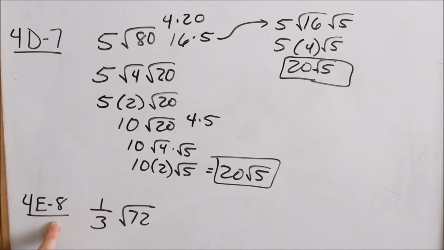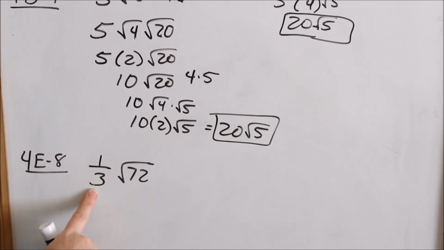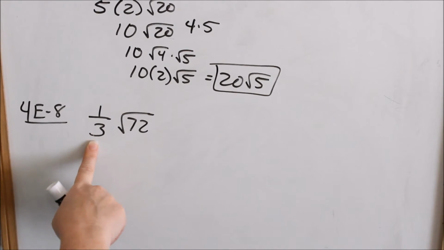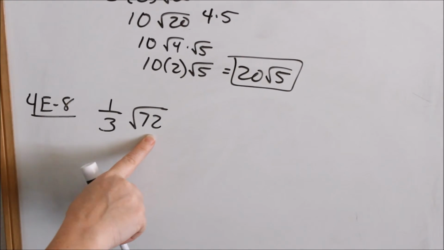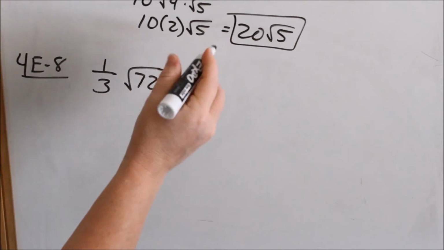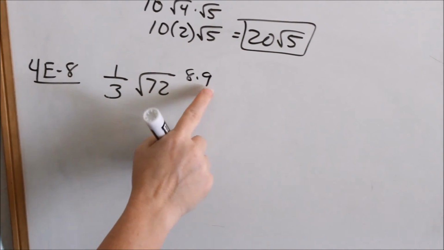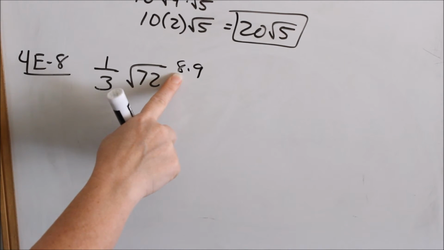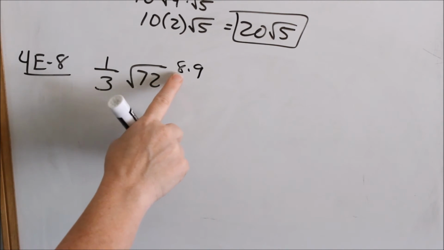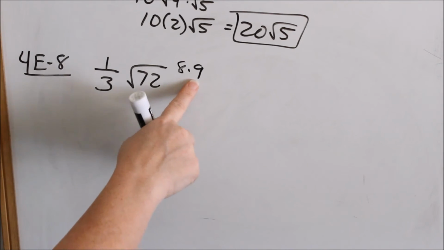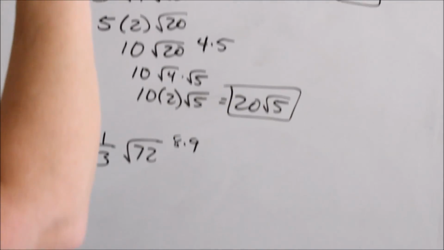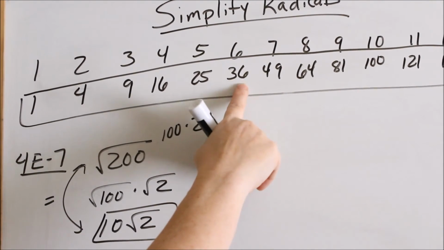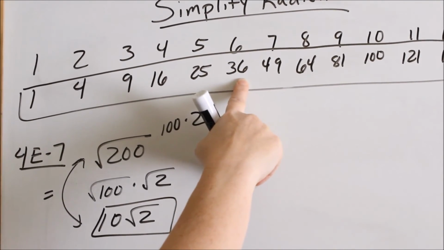Okay, let's go down to 4e8. Don't panic because you have a fraction as its coefficient out in front. Just leave your fraction for now and simplify your radical. So I know that factors of 72 are 8 times 9. 9 is a perfect square, but I also know the factors of 8 are 4 times 2. And the fact that 4 is a perfect square tells me I can do something higher than just 9. So go through your list of perfect squares. Now I see in my list of perfect squares that 36 is a factor of 72.